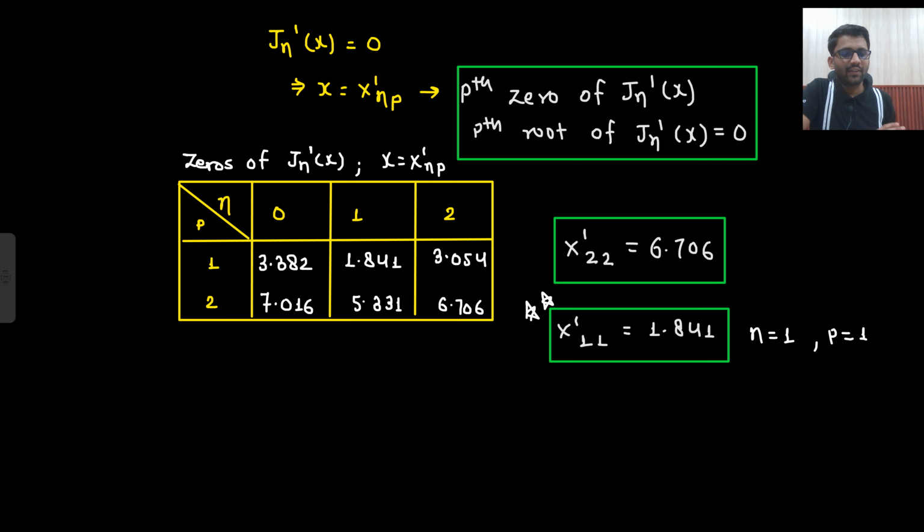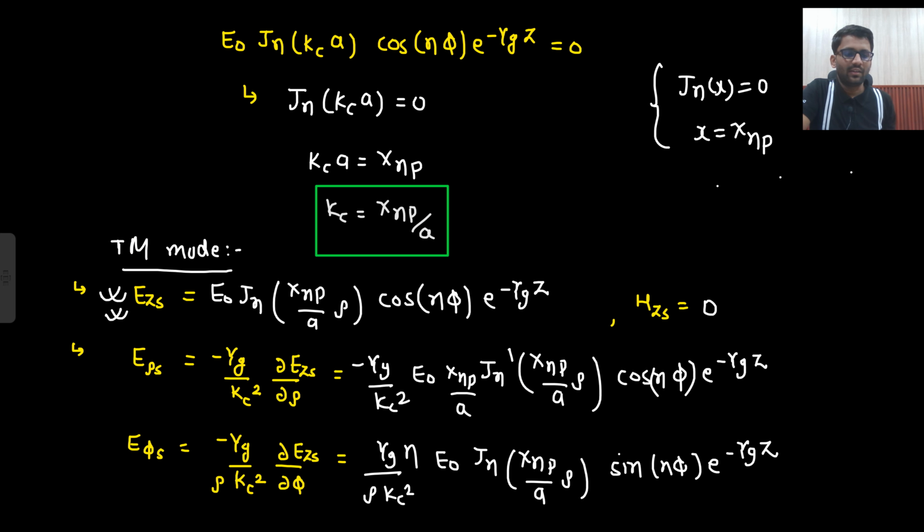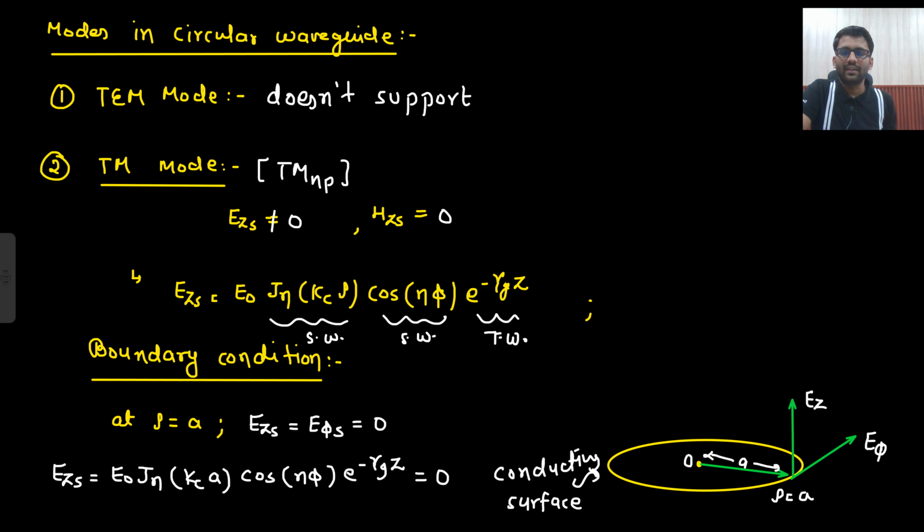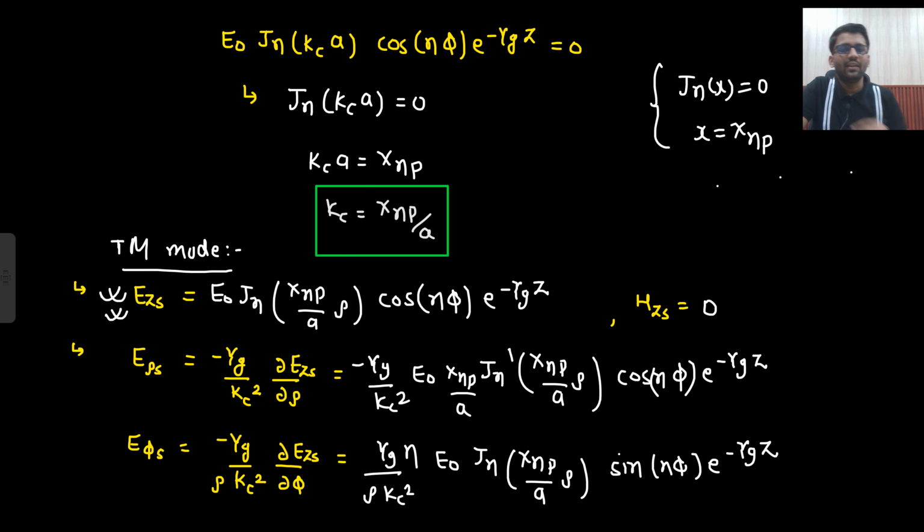So let's revise whatever we have studied in our TM mode. We started studying transverse magnetic, that means the magnetic field is transverse. So Hz is 0, Ez is non-zero. The Ez expression we wrote down, E naught J n of Kc rho cos n phi e to the power minus gamma z. Then our target was to find the Kc value. For that we applied the boundary condition. At the boundary, the Ez component will be 0. From there we got to know that Kc a equals x np. So we got the Kc value as x np by a.